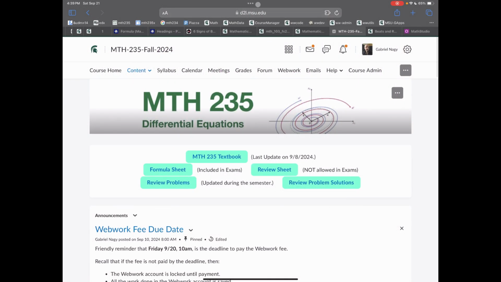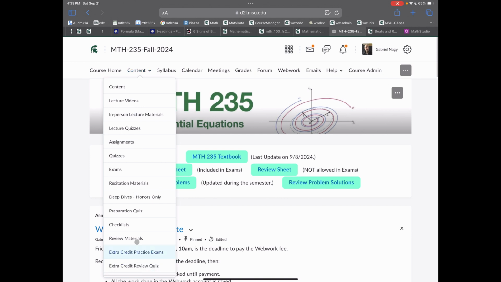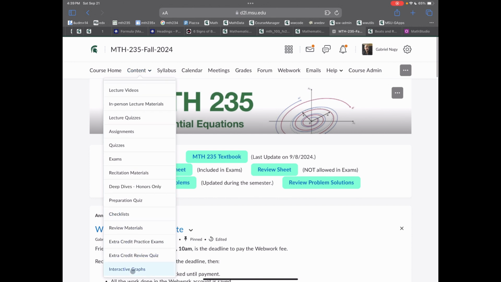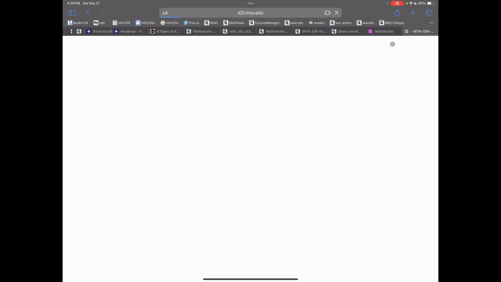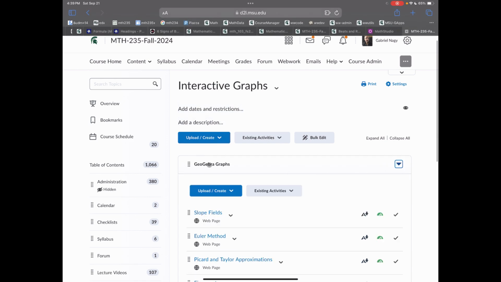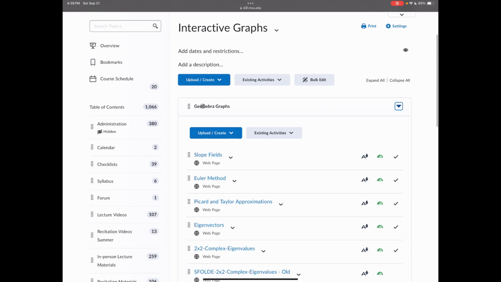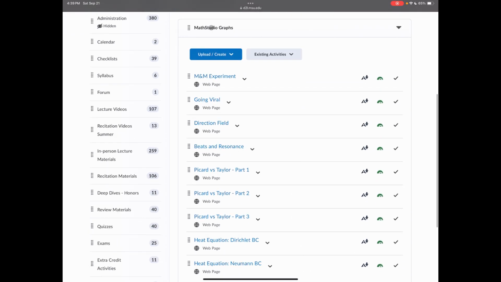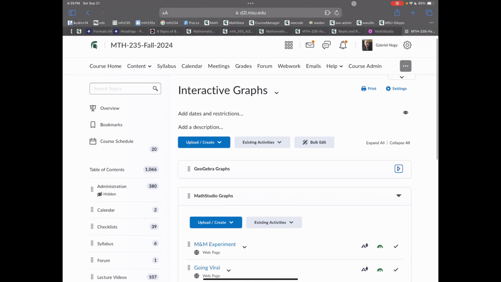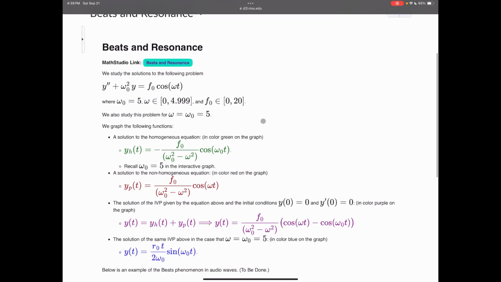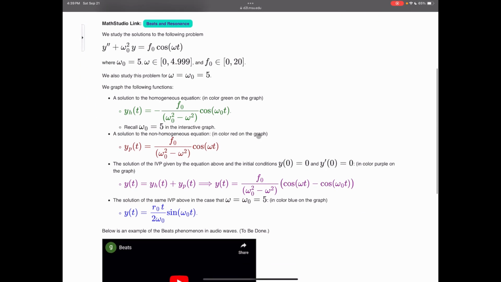If you have access to our D2L class, you can go here and go to interactive graph. After the page loads, there are a few interactive graphs, some using the GeoGebra program and some using the Math Studio program. This is the one you need: click here on beats and resonance. I already did; it takes a while to load, so it's loaded here. You are going to recognize the solution we are working with. It's right here.